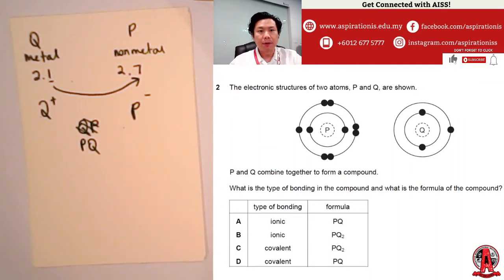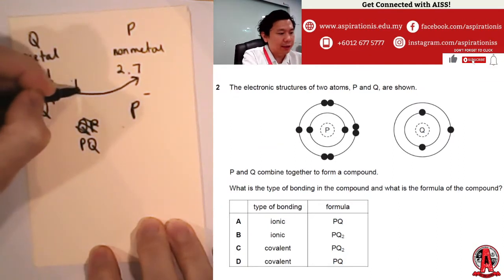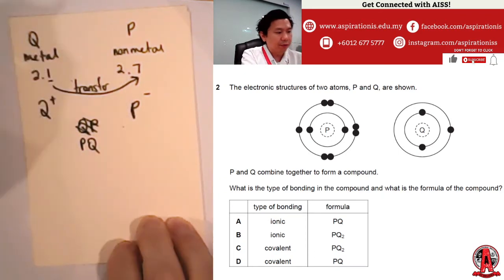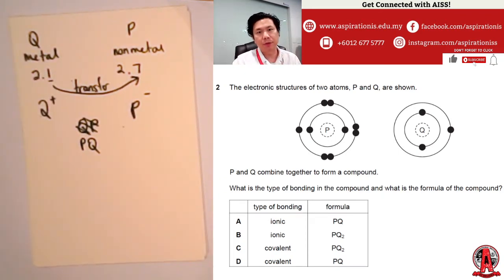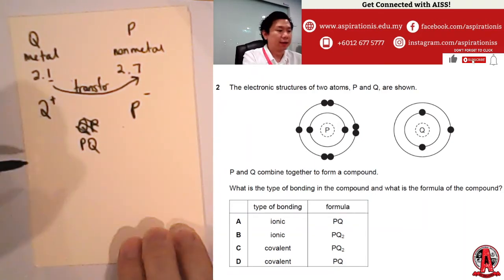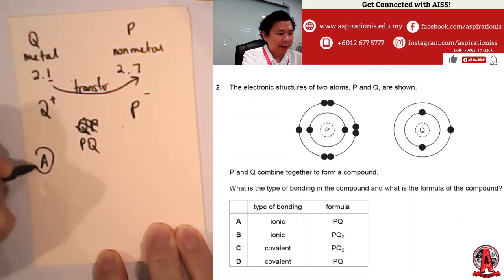So this is considered the transfer of electrons. The transfer of electrons from metal atoms to non-metal atoms is a characteristic of ionic compounds. Ionic compounds consist of metal cations and non-metal anions. So this is an ionic compound and the formula is PQ. Therefore, the answer to this question is A.